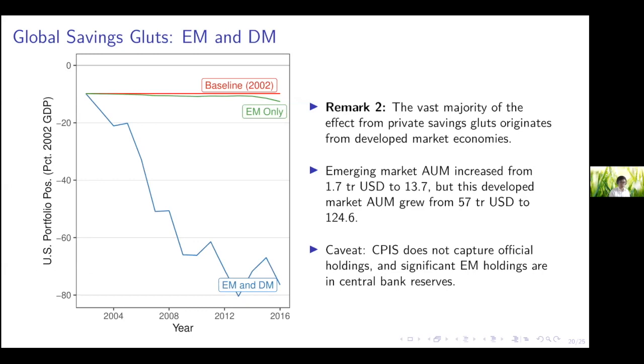Now, of course, I have to, again, mention a caveat. The CPIS does not capture the official holdings, and we suspect that a significant portion of emerging market holdings are from official central bank reserves, which we're going to tackle on the next slide.